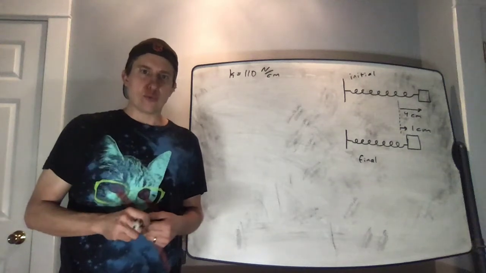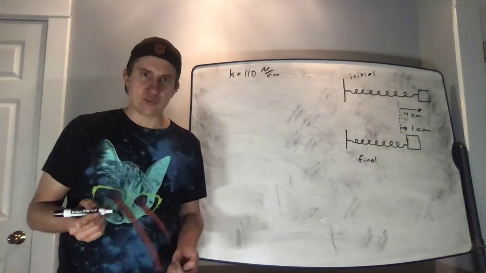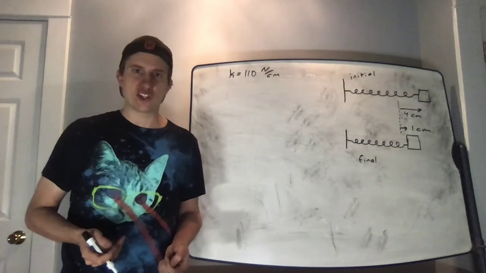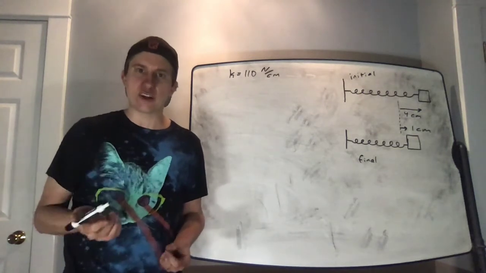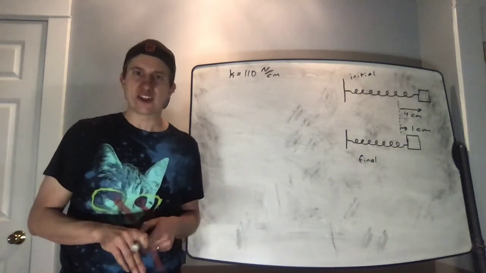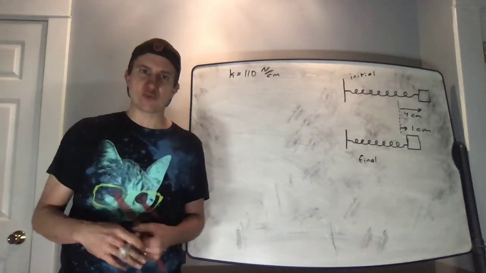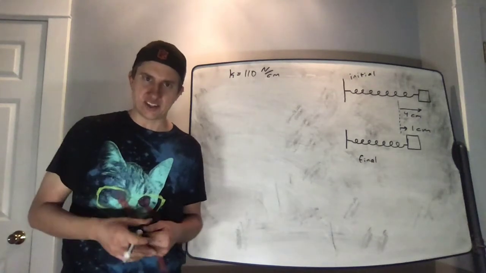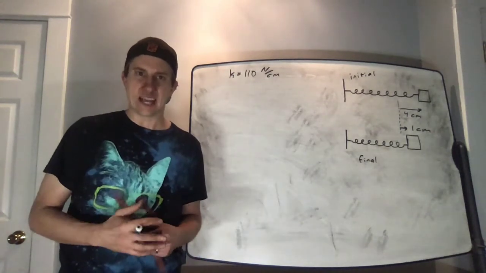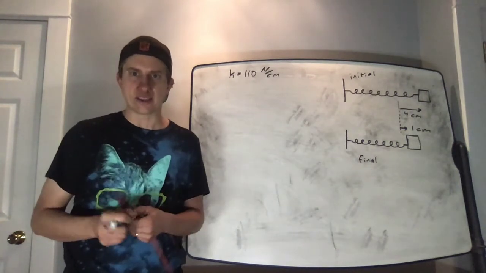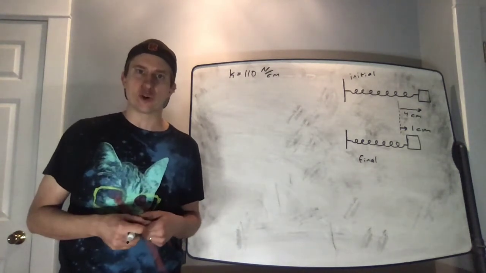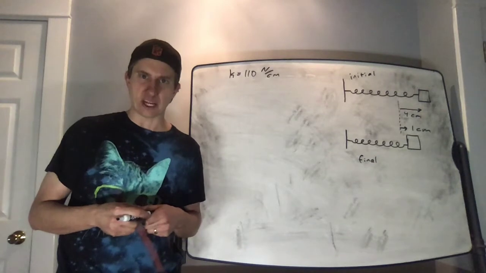Next example problem, we have an object that's attached to a spring. Initially, the spring is stretched a distance of 4 centimeters beyond its natural length, but sometime later, that spring is stretched only a distance of 1 centimeter beyond its natural or unstretched length. And we're asked to find what is the work done on the object by the spring.